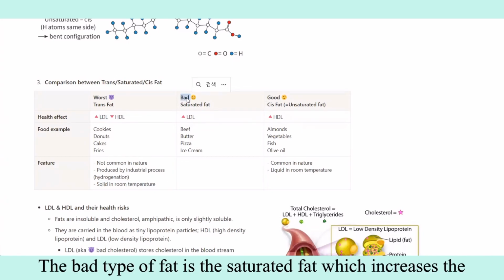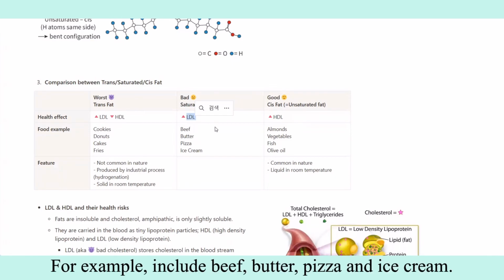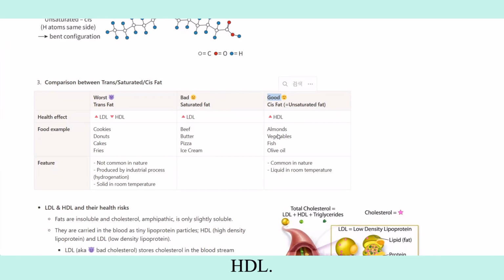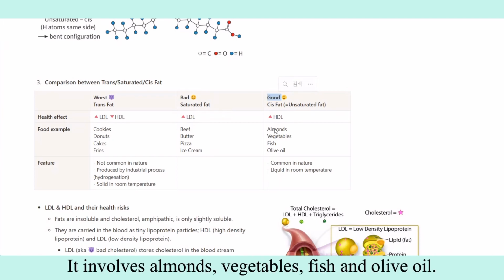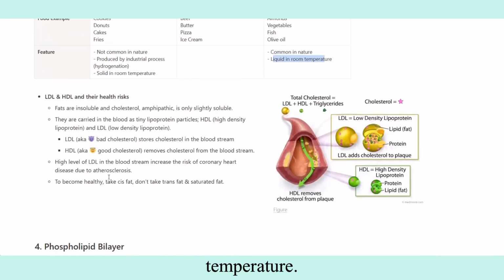The bad type of fat is the saturated fat, which increases the LDL but doesn't decrease the HDL. Food examples include beef, butter, pizza, and ice cream. For good fat, it's the cis unsaturated fat, which increases the HDL. It involves almonds, vegetables, fish, and olive oil. It is common in nature and it exists as liquid at room temperature.